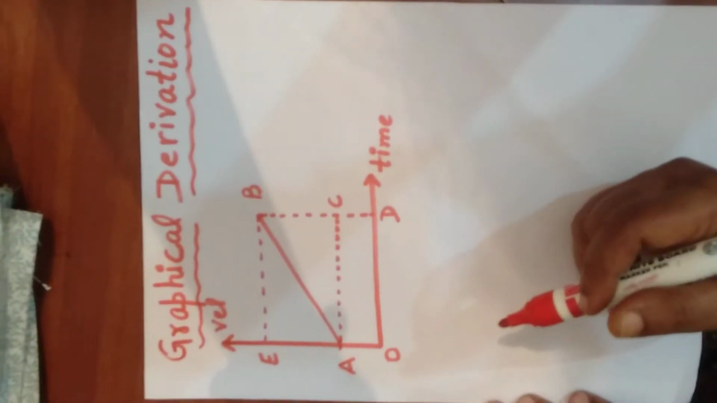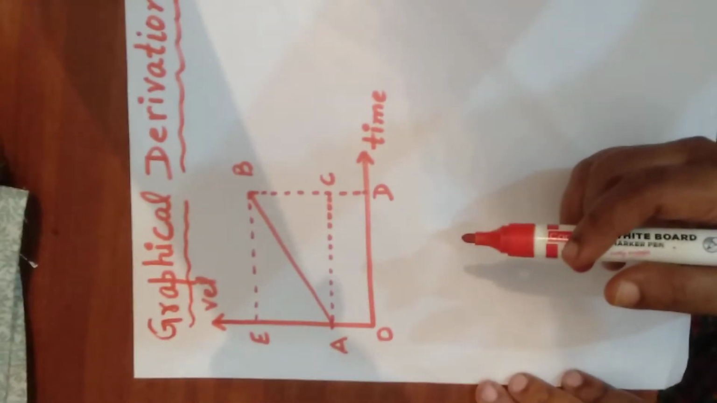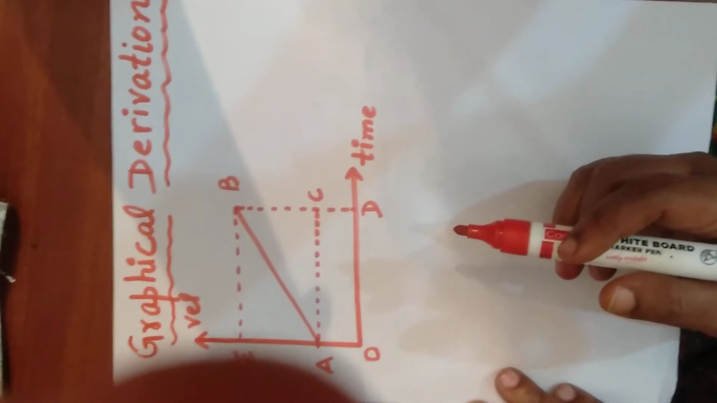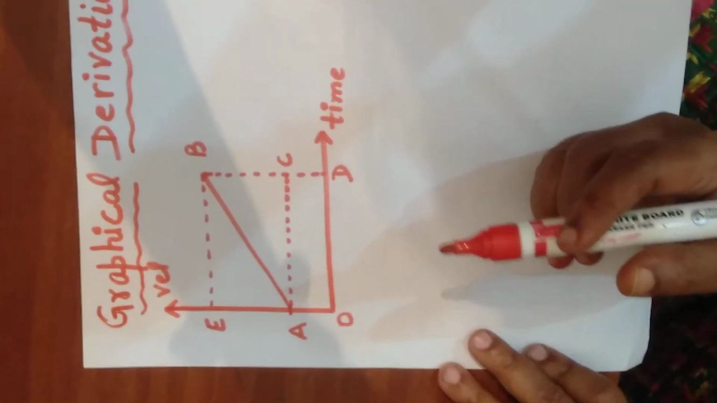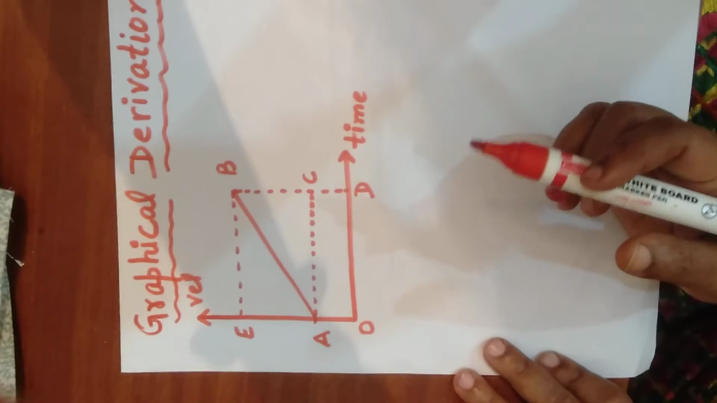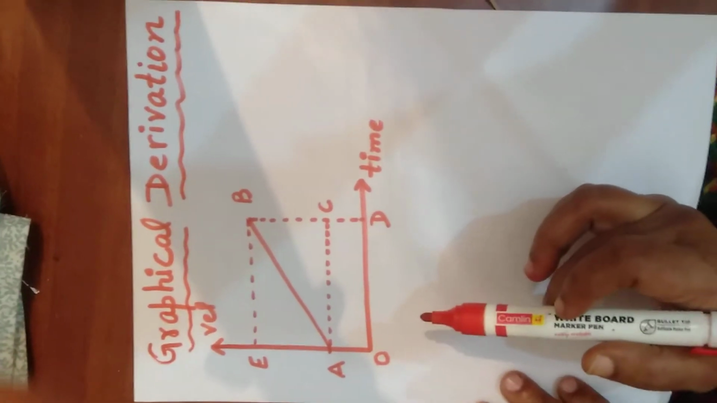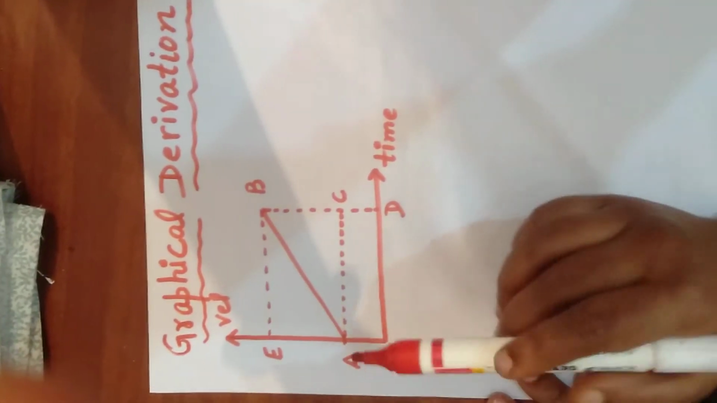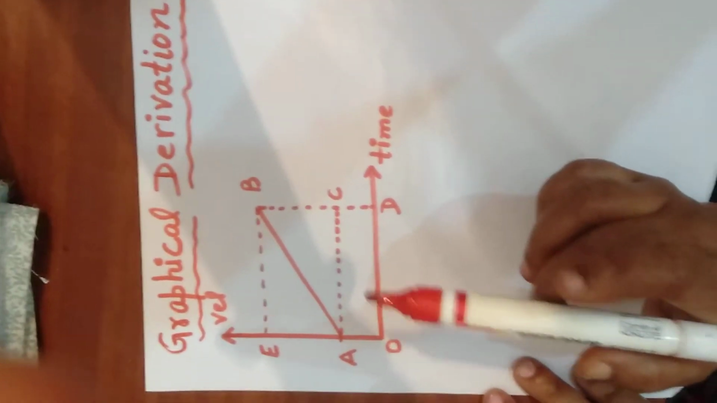Yes, students, today we will do graphical derivation of equations of motion. In the previous classes, we have seen the numerical derivation and different graphs. Now we combine this and today we will do graphical derivation of equation of motion. First, we will derive the first equation of motion.